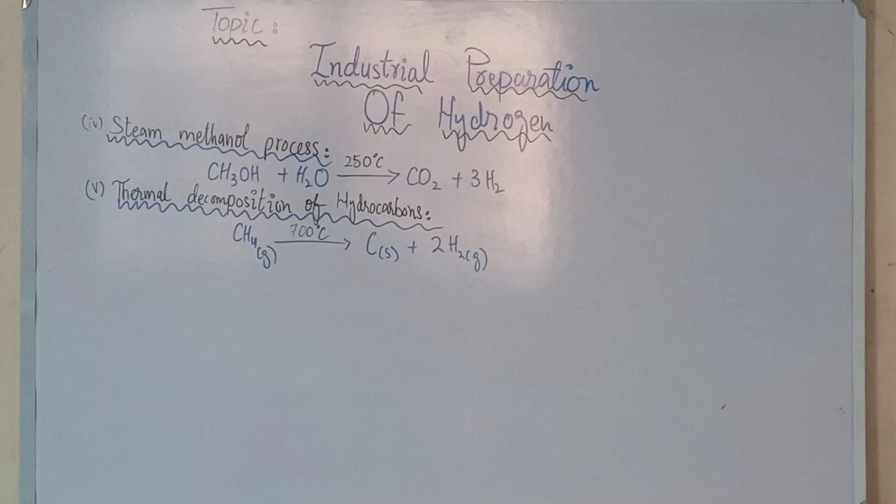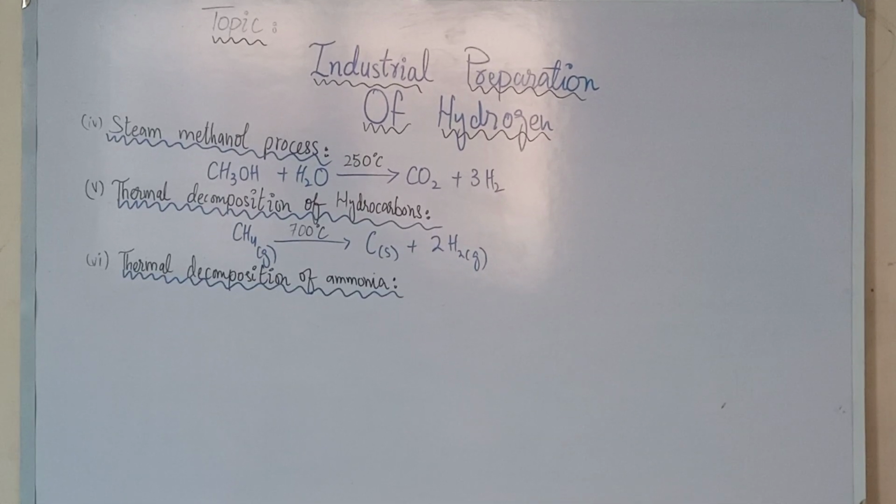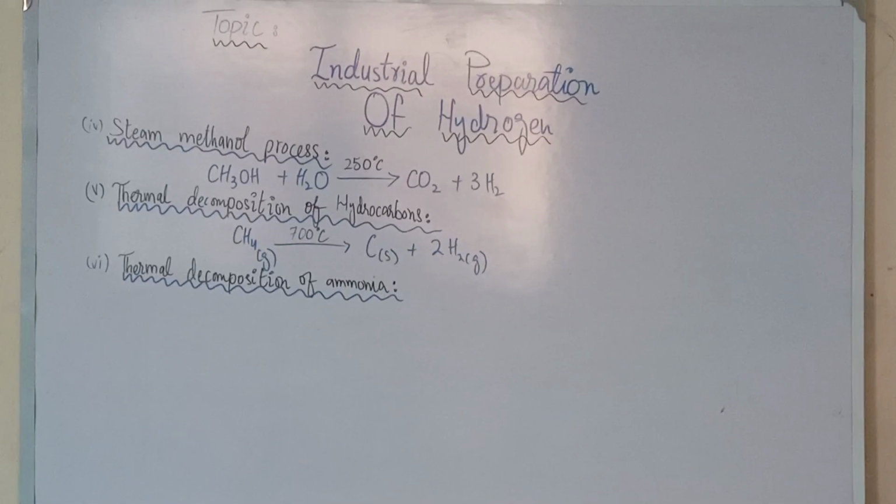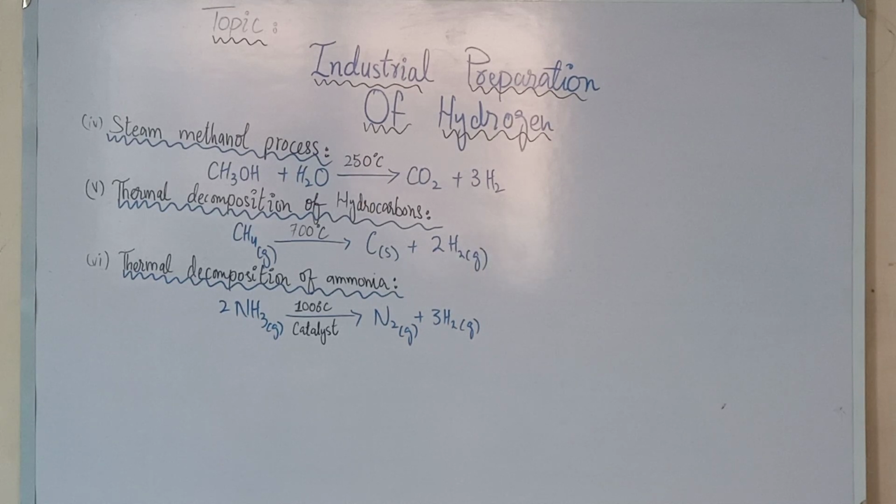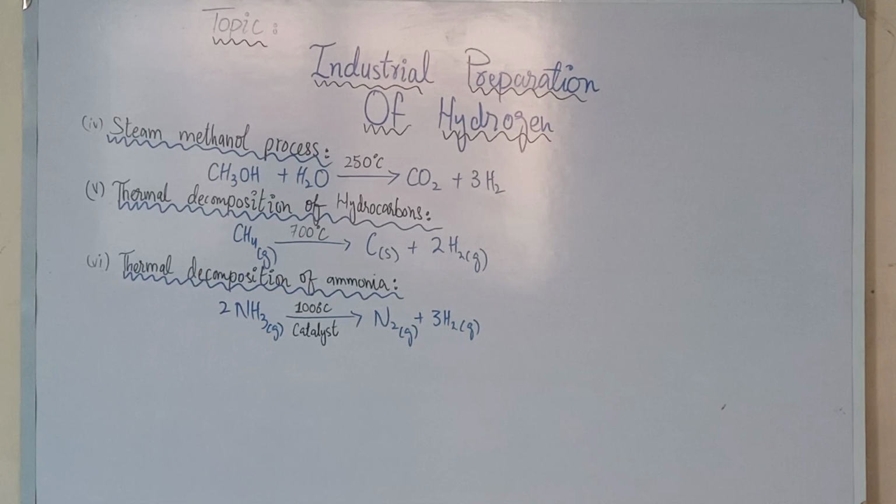Now the last process is thermal decomposition of ammonia. This process consists of vaporizing the liquid ammonia from cylinders, heating at 1000 degrees centigrade and passing over an active catalyst. Then the mixture of nitrogen and hydrogen is cooled to -196 degrees centigrade, when nitrogen becomes liquid and free hydrogen gas is obtained. So that's all about today's topic, that is industrial preparation of hydrogen.